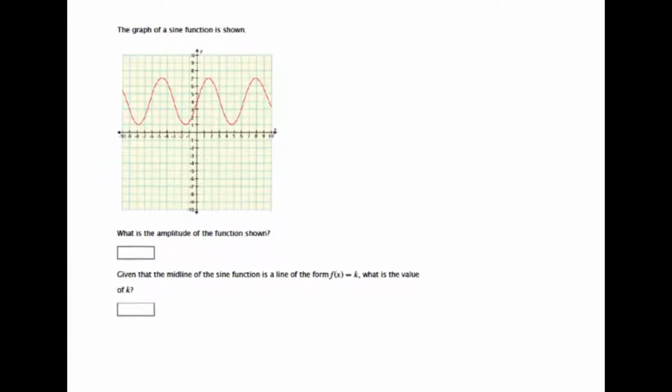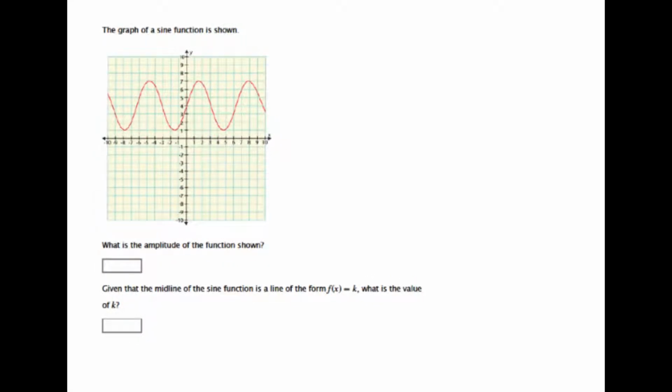All right. The graph of the sine function, what is the amplitude? The amplitude is half the distance from the max to the min, half. So that would be, half of it would be 3. And then the next one says, given that the midline of the sine function looks like f of x equals k, what is k? Well, the midline is in the middle of this function, right here, and that would be y equals, which is what they're saying right here where it says f of x, 4.